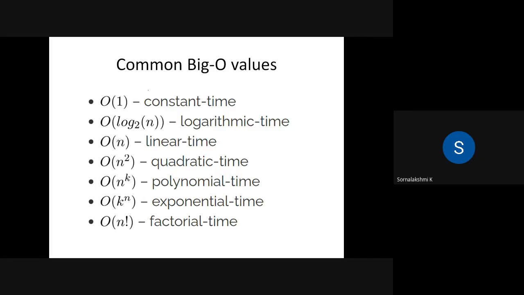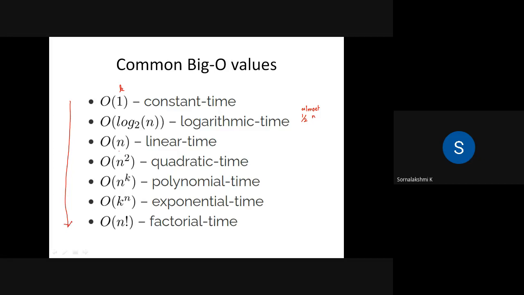Order of one, or order of any constant, is a constant running time. And order of log n is a logarithmic time. It is less than order of n, almost half the size of n. So it's logarithmic time. Then it is in the increasing order of complexity.